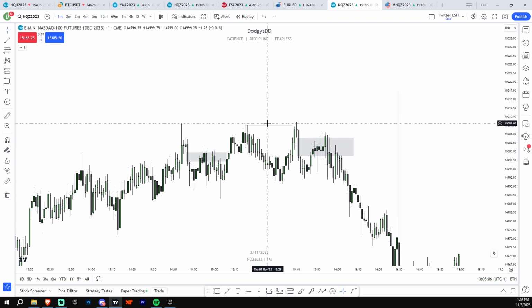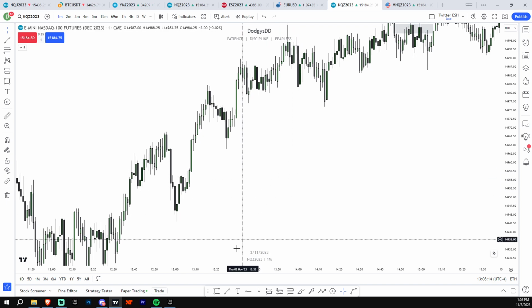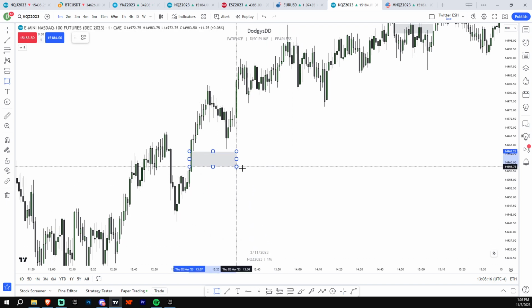And again, you can kind of see we did make equal highs over here, but still not something I would trust. Let's see. This one would have been perfect if it was played to the downside.